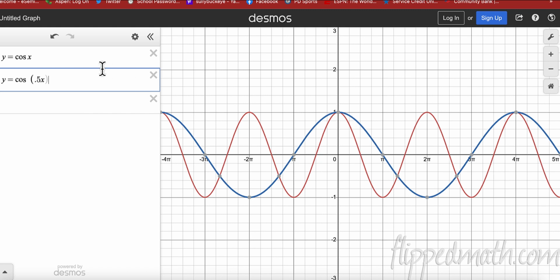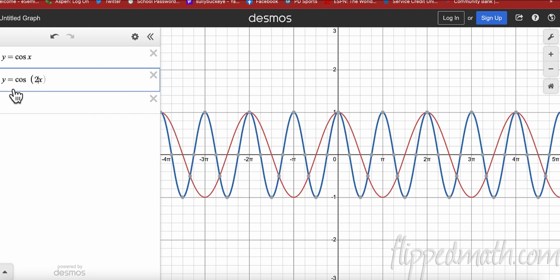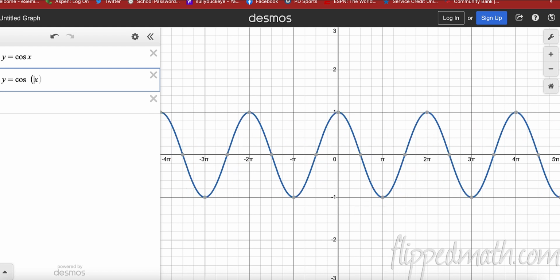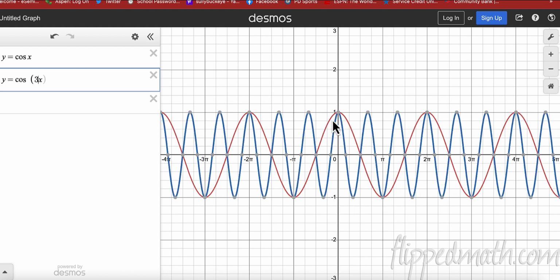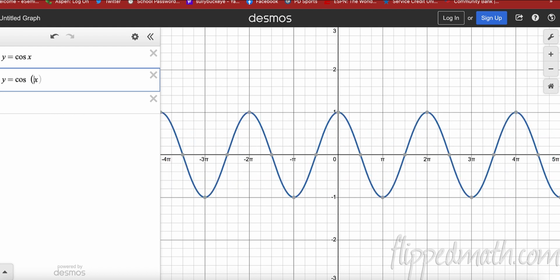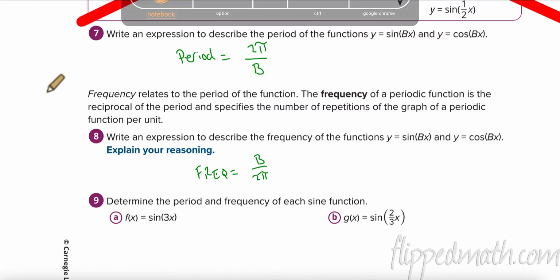Let's change it. Let's change this to 2. So theoretically, I should get through 2 of these cycles by the time I get to 2 pi. There's 1. There's 2. If I change it to 3, let's look. 1, 2, 3 before I get back. That's an easy way to find that number, isn't it? All right? So it's always good to have a few ways to find things.